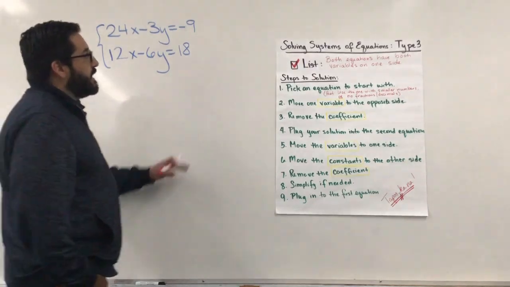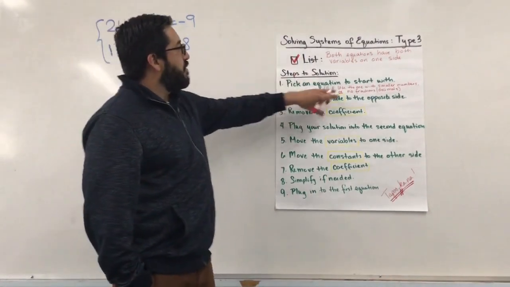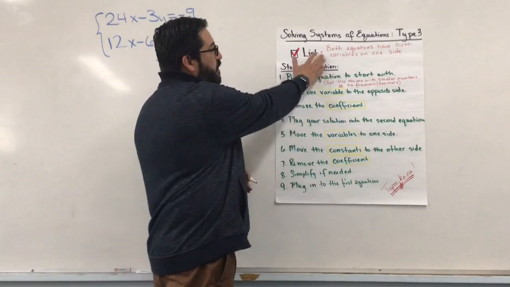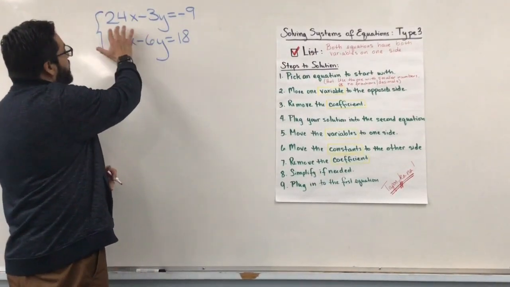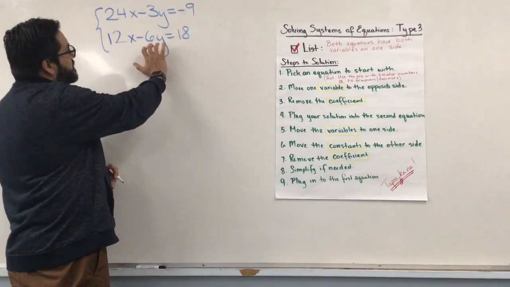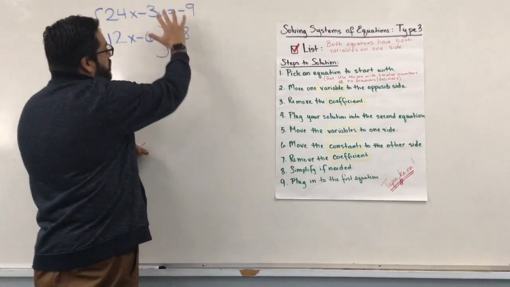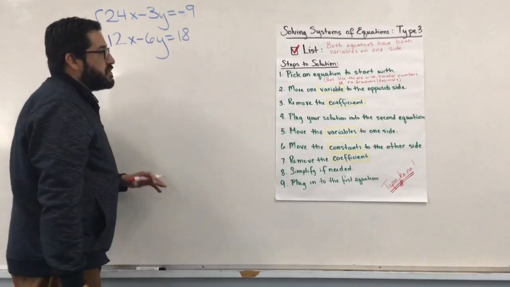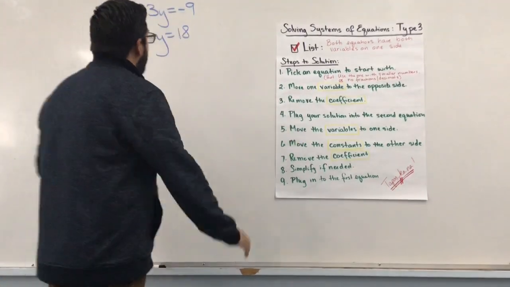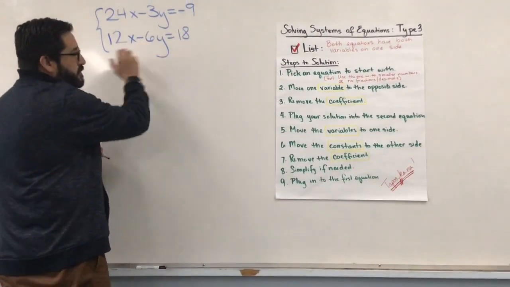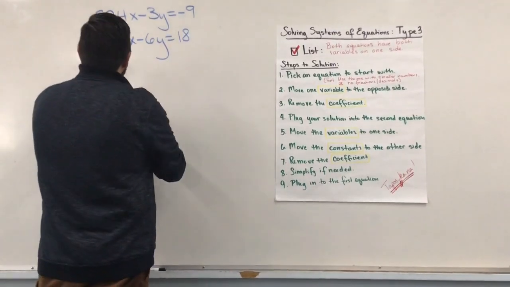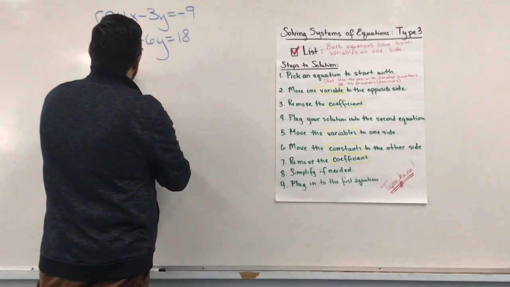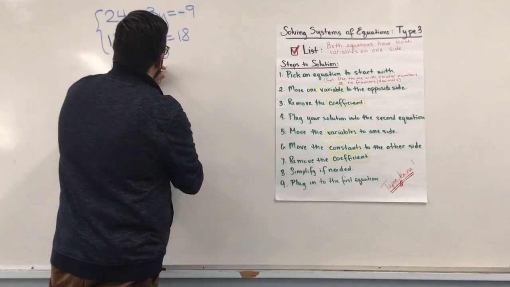Okay, so now we're going to solve our third type of equation where both equations have both variables on one side. As you can see, you have an x and a y and an x and a y on this side of the equation, and we only have our constants out here. So we're just going to pick an equation to start with. I'm actually going to start with this one because I like the way it's going to divide into these two. So I'm going to take 12x minus 6y equals 18.